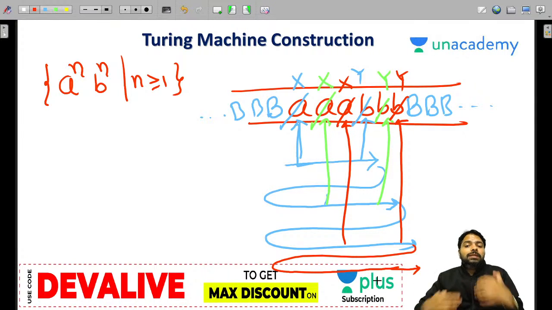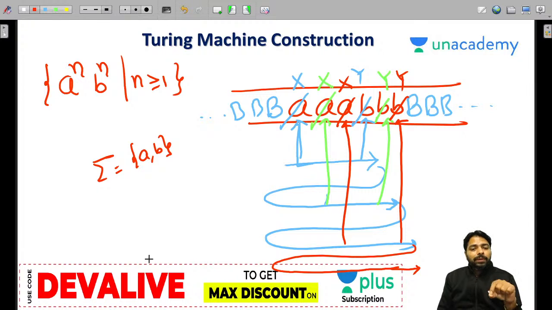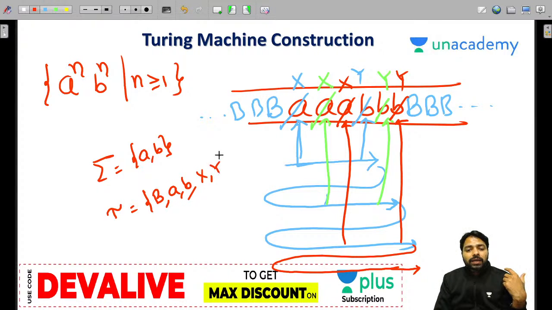Now I can remember the symbols by writing with some other symbols. Here, what is sigma? Sigma is what you initially have written onto the tape, small a, small b, the input symbols. What is tau? Tau includes the blank, which is already there. Now newly you have written X and Y.